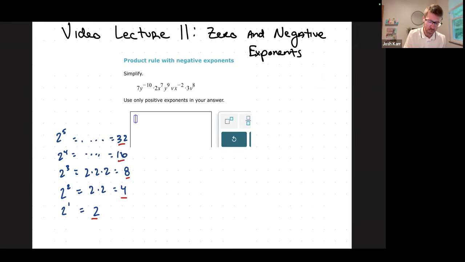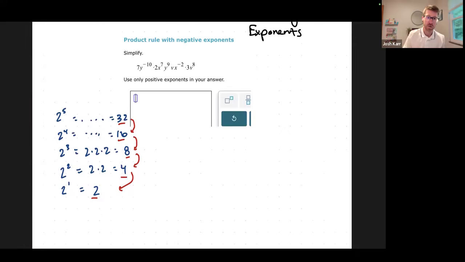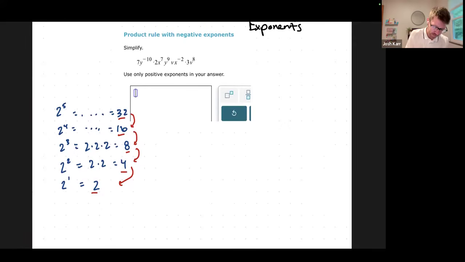What would we need to do to go from 32 to 16, from 16 to 8, 8 to 4, 4 to 2? What's happening each time as we go down? So we're dividing each time, yeah? Let's move down one more. That would be 2 to the 0 power. What would I need to do to this 2 to get down there? What's our pattern? We would divide by 2, and 2 divided by 2 is 1.